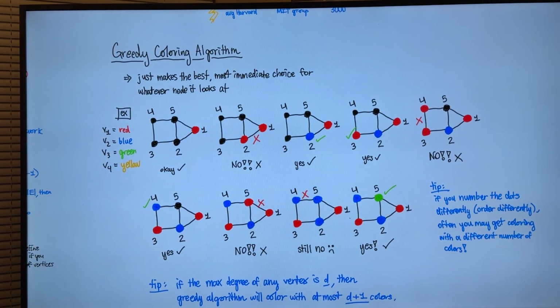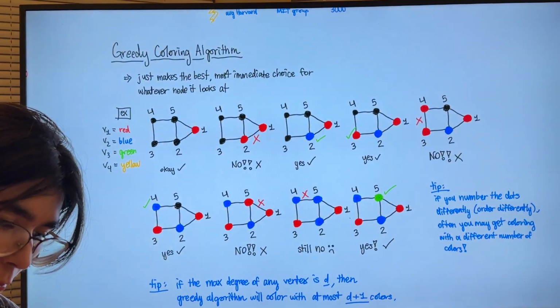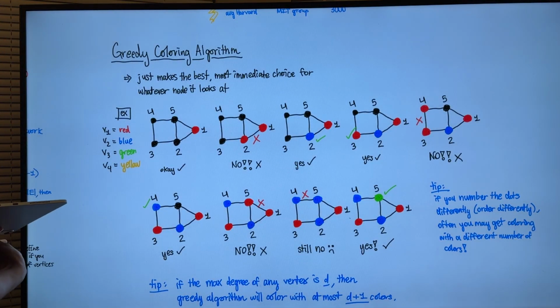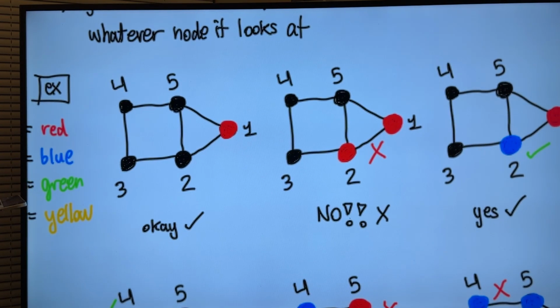It's very closely similar to the greedy algorithm. The principle of it works pretty much the same, I think. So for greedy coloring algorithm, we're basically taking a greedy algorithm for graph coloring. Okay, so what does greedy algorithm want to do for coloring? It just wants to make the best, most immediate choice for whatever node it looks at. So let's say we have a graph with 5 vertices and 6 edges.